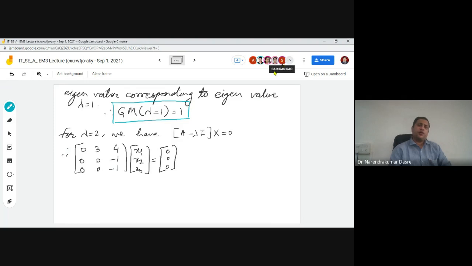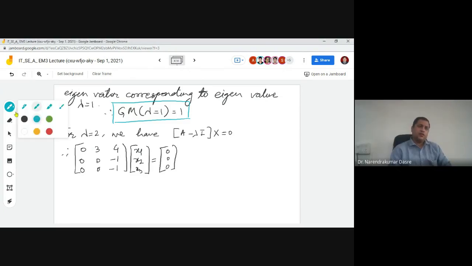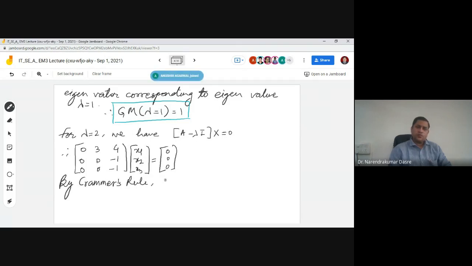What do we have to do to find the eigenvector for this? Cramer's rule, sir. So we have to apply Cramer's rule. Good. So we can say by Cramer's rule, we have, so what will we get?